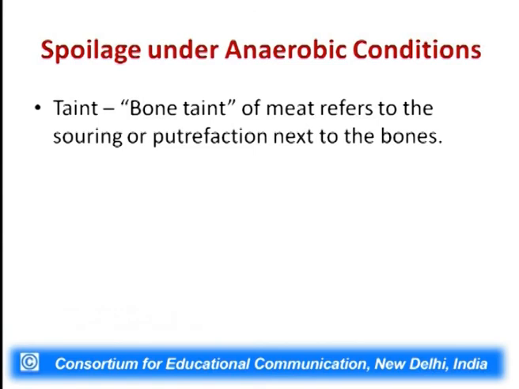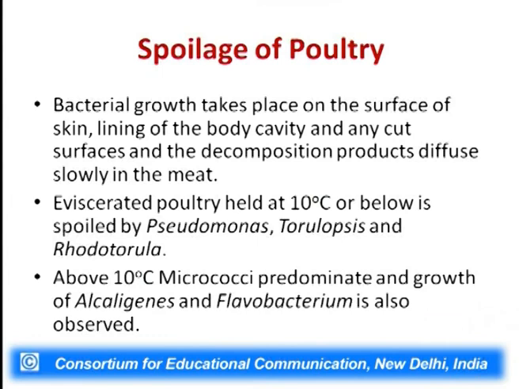Another important defect is taint, and in meat, bone taint occurs under anaerobic condition. In this, there is souring or putrefaction of meat near the bones, and this is an important defect occurring in anaerobic conditions.